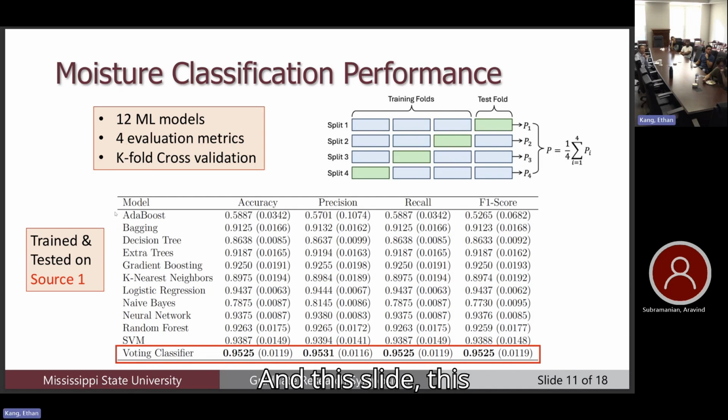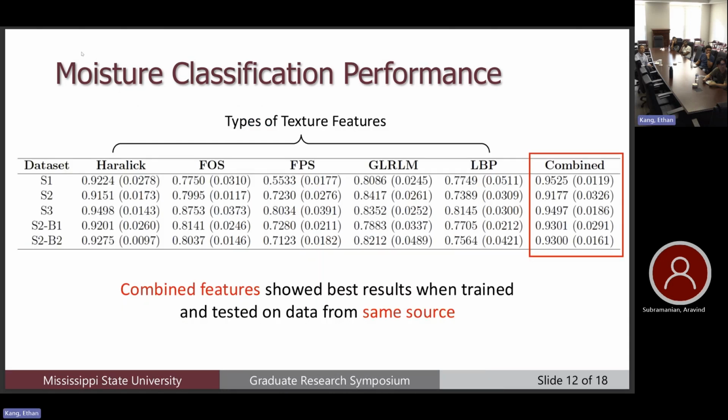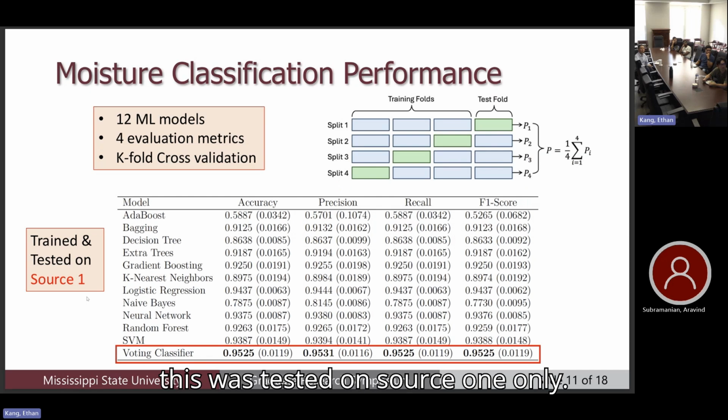And this table basically shows the results that we got from training and testing on source 1. And as you can see, we are getting an accuracy of 95%, which is pretty high compared to the existing literature. Then again, this was tested on source 1 only.